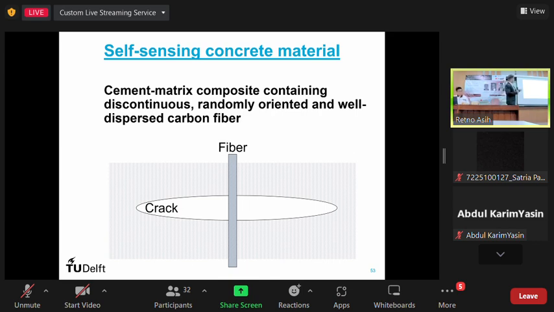And here is an example of sensing concrete, where they have used a cement matrix composite containing discontinuous, randomly oriented and well-dispersed carbon fiber. Carbon fibers are conductive. What happens if there's a crack? It cuts off the carbon fiber, and when it does that, you have less conductive material, or higher resistance to electricity. By measuring the change in electrical resistance, we connect that to damage in the structure. Then you can calibrate that based on the structure level.